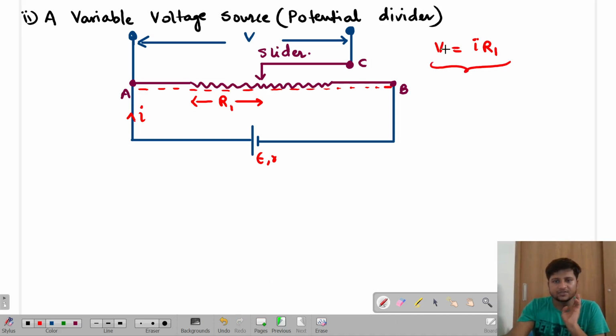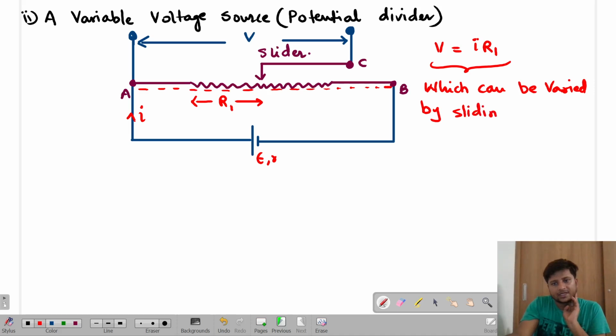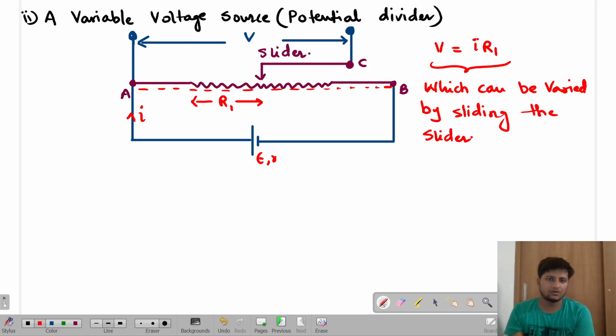And you can see that this voltage can be varied, because it is dependent on the amount of resistance which the slider is carrying. So we can write that it can be varied by sliding the slider. So two different uses are there: as a variable resistance and as a potential divider source. Got it.